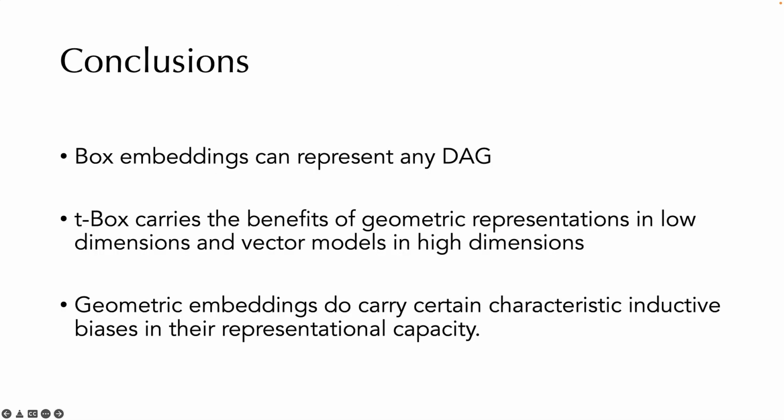In conclusion, in this work, we proved that box embeddings can represent any DAG and introduced a novel trainable temperature variant of box embeddings which is capable of attaining these representations in practice. We also demonstrated that various geometric embeddings carry predictable biases based on graph characteristics by conducting a rigorous large-scale evaluation of many graph embedding models, which we hope will be a useful contribution to the community.